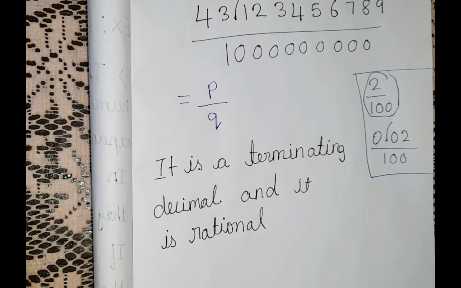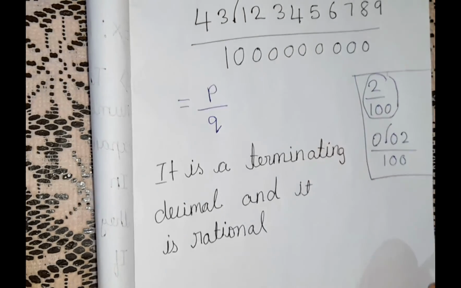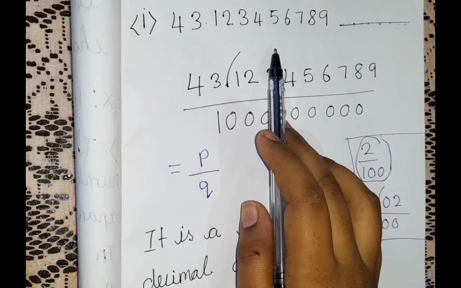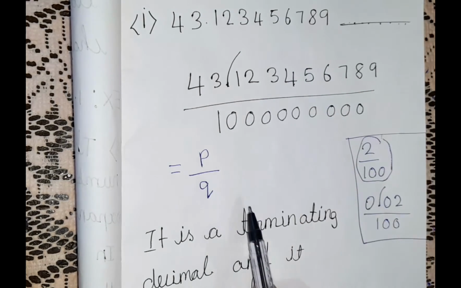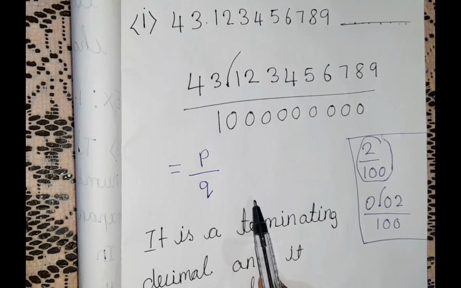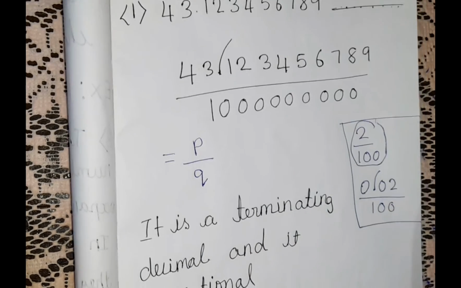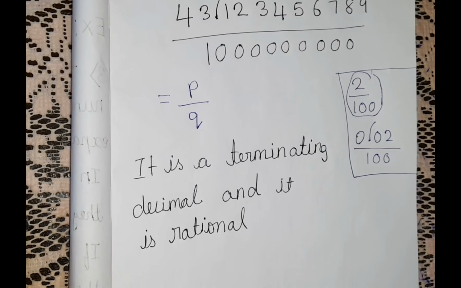Of course, they are terminating because it just stopped right over here. We don't have any bar. Bar means a dash over the digits, like this. So we don't have any bar, or any continuation like this. So of course it is a terminating decimal because it stopped right over here.